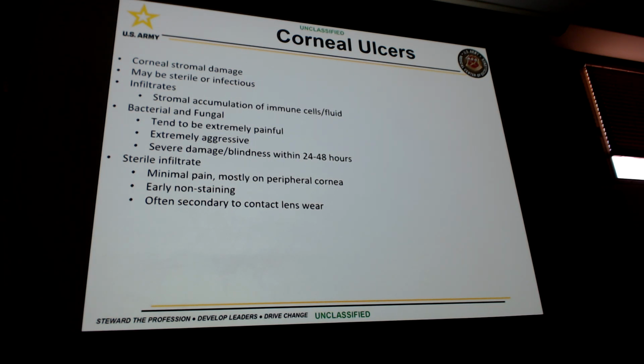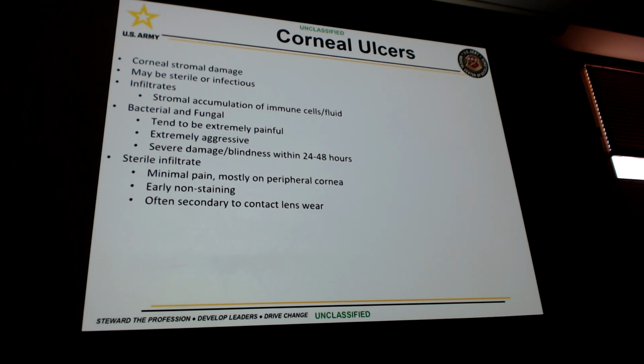Okay, that ulcer is going to stain with fluorescein. So if they're in pain and they have a white dot on their eye, that's going to be a corneal ulcer. A lot of times these are a result of bacterial infections because the patient either sleeps in their contact lenses or doesn't have good hygiene when they're putting their contacts in.